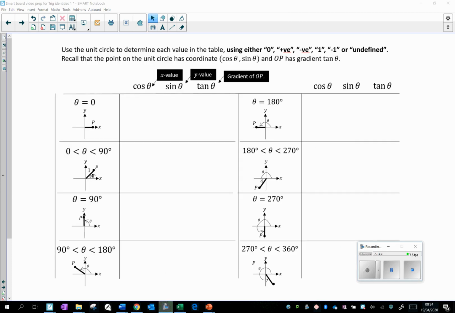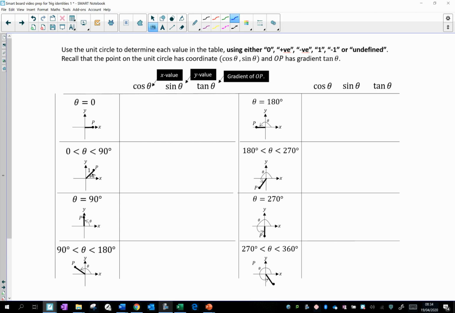On this page, we've got lots of diagrams showing the different positions of P as P moves around the unit circle for different values of theta, so for different angles. Remember, going in an anti-clockwise direction is taken to be a positive angle, and going in the opposite direction, clockwise, is taken to be a negative angle. On this page, all of the angles we're thinking about are going anti-clockwise, so we're talking about positive angles.